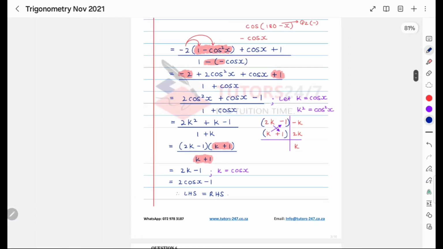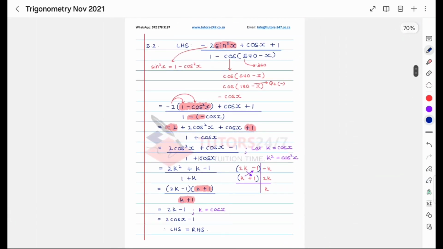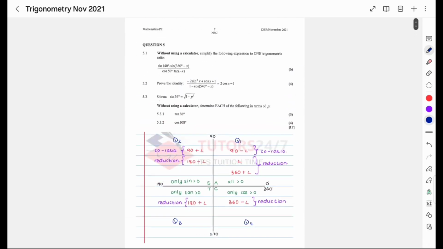And that is it. All we needed to do was reduce, simplify, use our identities, use a bit of algebra, and we are done. Keep in mind that you did not need to convert the cos x into k. You could have just as easily factorized in terms of cos x. Now, let us have a look at the next question.